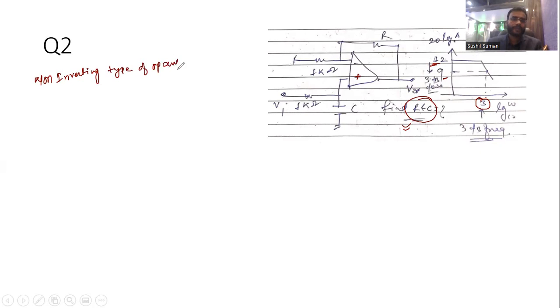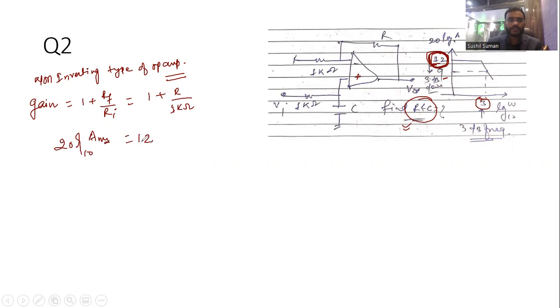Now for this non-inverting type of op-amp, the gain is 1 plus RF by RI. This becomes 1 plus R upon 1 kilo ohm. This is your gain. Now my dear students, the maximum gain is given as 12 dB. So 20 log 10 A max is equal to 12 dB.